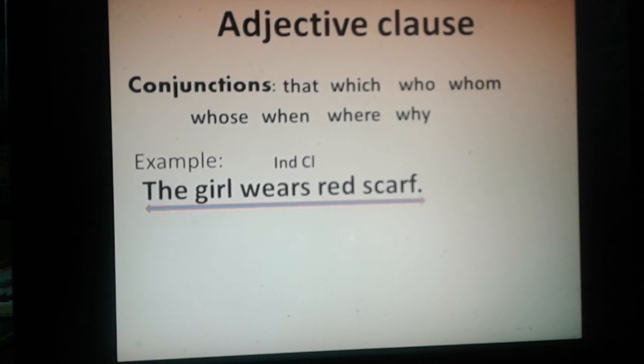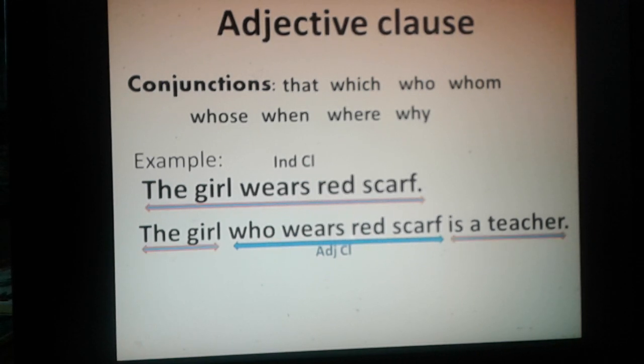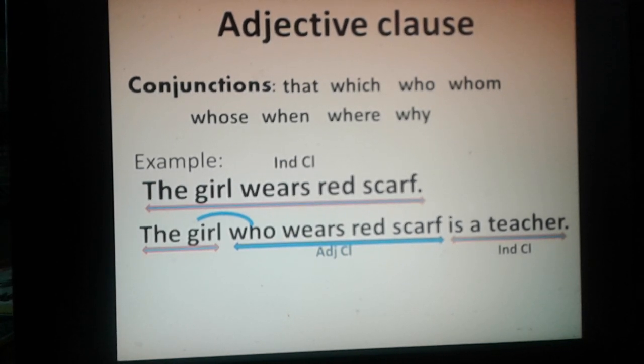Adjective clause, noun clause, adverb clause, they are dependent clauses. The girl who wears a red scarf is a teacher. As I said, the adjective clause comes here to give us necessary information. It's the first type. It's identifying which girl we are talking about. Who wears a red scarf is an adjective clause. The girl is a teacher is an independent clause. The adjective clause gives us necessary information about the girl. That's why we don't use the comma.